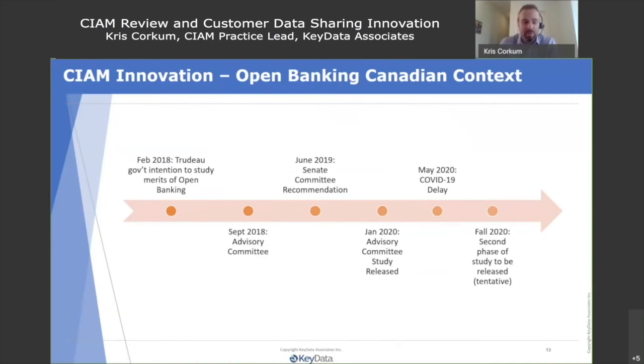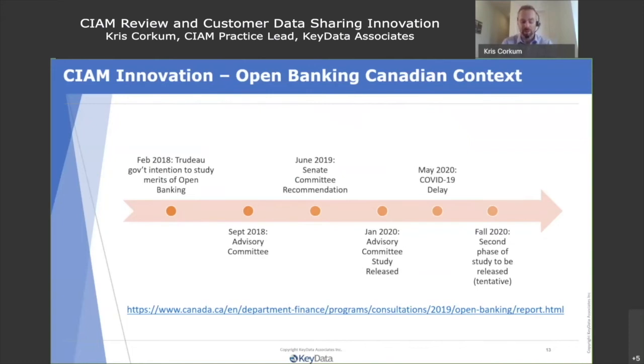And I believe I have a link here, there you go. Certainly encourage you to read through them because they really are going to shape the future of open banking within Canada. And I think there are a lot of sensible recommendations in there. Pulled out a few of them.